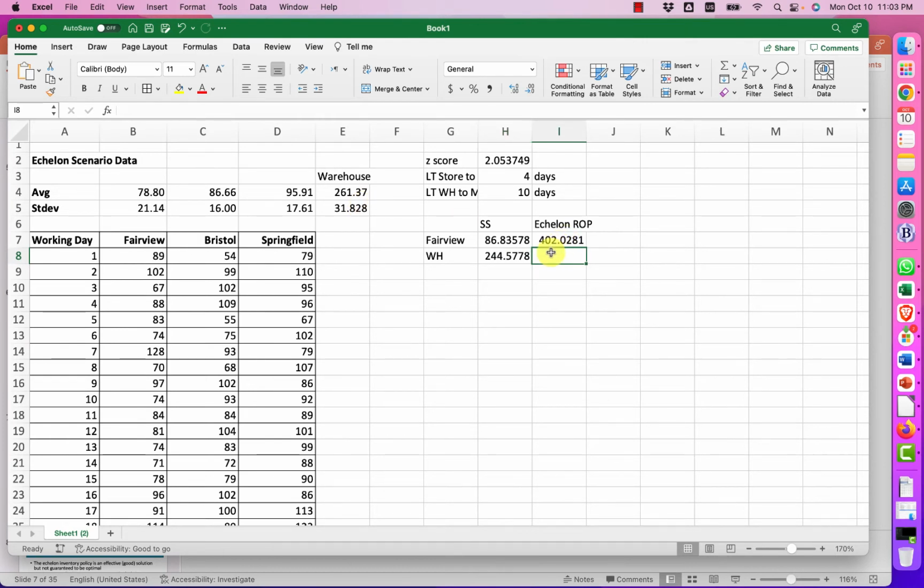Okay, so now we can find the echelon reorder point. That's going to be the daily demand times the echelon lead time, which again is this plus this, plus the safety stock. Okay, so that would be the reorder point at the warehouse, 3,903.